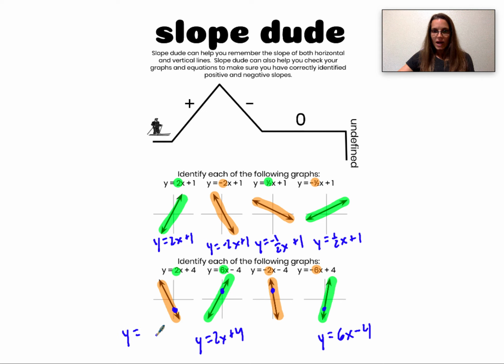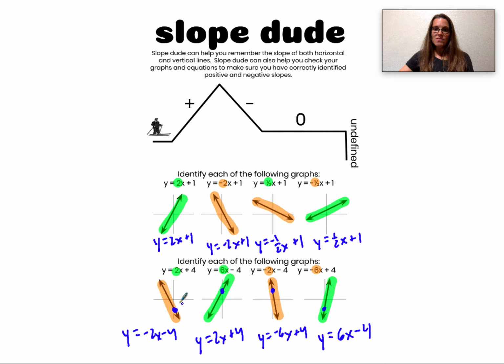So the y-intercept allowed me to see which was which. This is going to be y equals -2x minus 4. Negative slope, negative y-intercept. Here I have a negative slope, y equals -6x, and a positive y-intercept, y equals -6x plus 4. However, let's apply what we talked about with the slope.